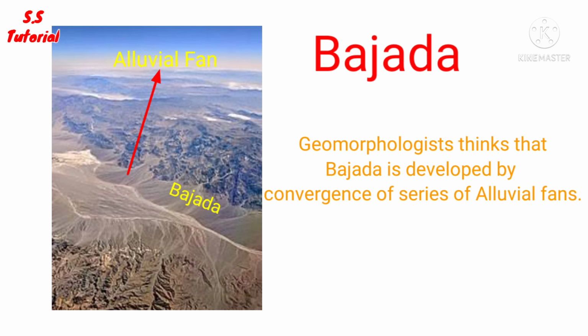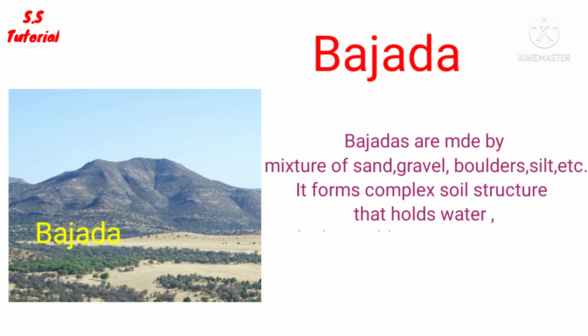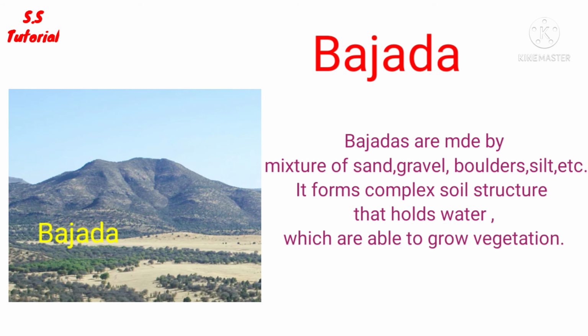Some geomorphologists think that Bajada develops by the convergence of a series of alluvial fans in the arid and semi-arid region. Bajadas are made up of a mixture of sand, gravels, boulders and silt particles, which form a deep and complex soil structure that holds water and supports growing vegetation.